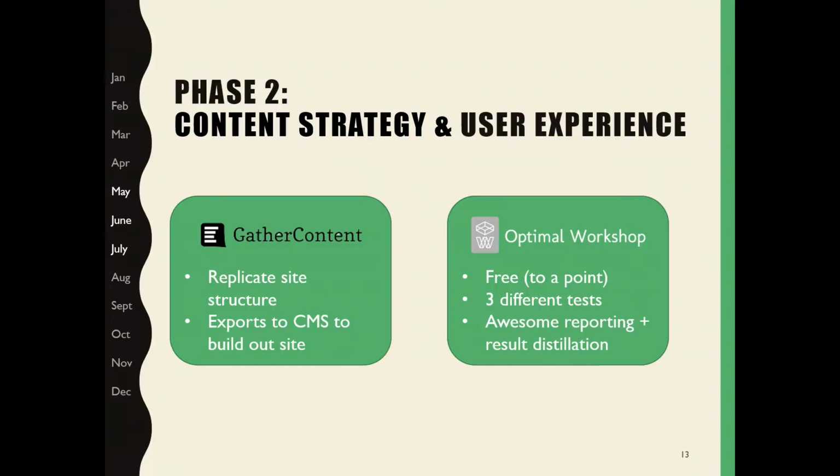And then Optimal Workshop, which is a resource online. It's free to a point. I think you get 10 or 20 responses for free, depending on the test that you want to administer, and then you have to pay for more. But they have pretty awesome reporting and result distillation. They allow for tree testing, card sorting, and I think first click response. So there are 3 major ones that you can just set up online, and then they'll do everything. You just send it out to your users for them to respond to. And then they have some more robust packages that were way out of our price range.